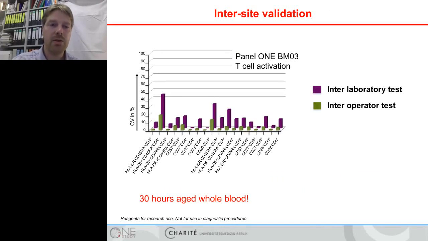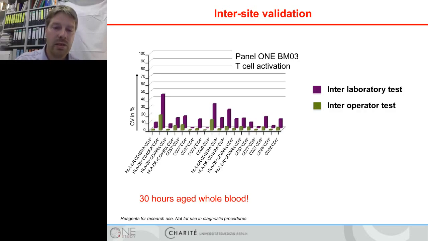The results of this comparison are shown here. Therefore, we shipped whole blood samples from the Central Immune Monitoring Lab to all of the assay performing laboratories, and then we performed the stainings at the same point at all these centers. Because we have this large distance between Berlin and San Francisco, we had to deal with 30 hours aged whole blood.